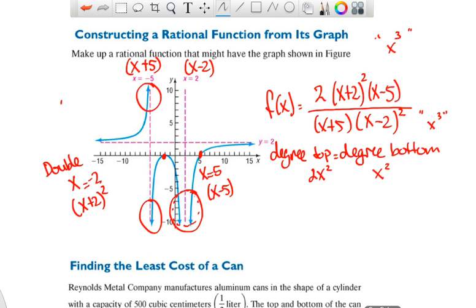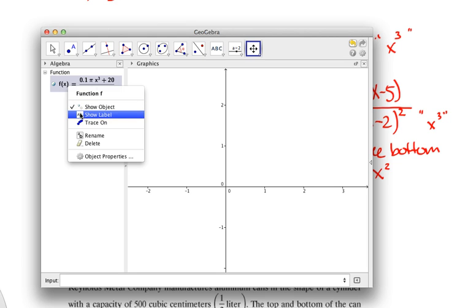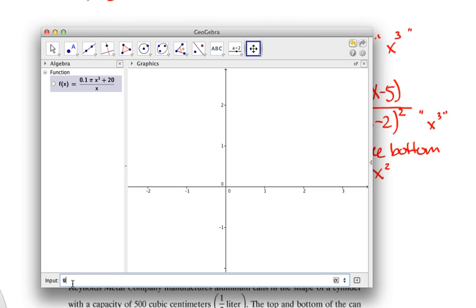So if you wanted to check that, I do have GeoGebra open. So let's see if I can get rid of that one for now. So what did we say? We said that it was 2, in parentheses in there, and then x plus 2, and that one was squared, times x minus 5, and that whole mess is divided by x plus 5 times x minus 2 squared. And let's see.